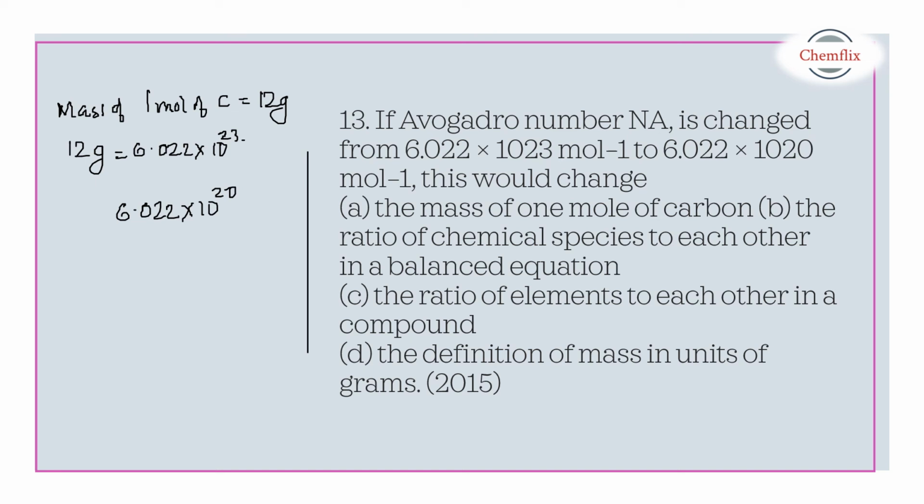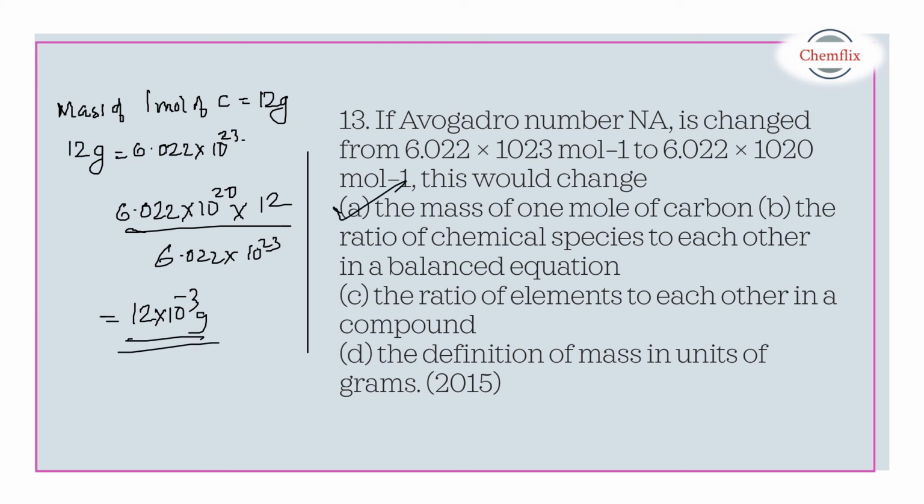This will be 6.022 into 10 to the power 20 into 12 divided by 6.022 into 10 to the power 23. That is 12 into 10 to the power minus 3 gram you will get. That means the mass of 1 mole of carbon will get changed. Option A will be the right one.